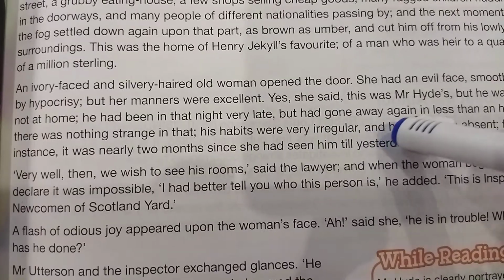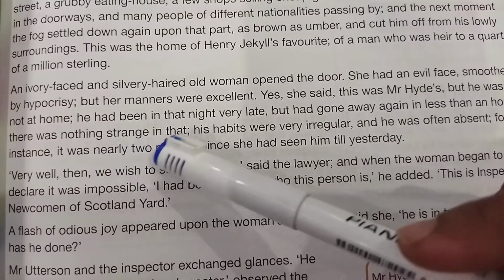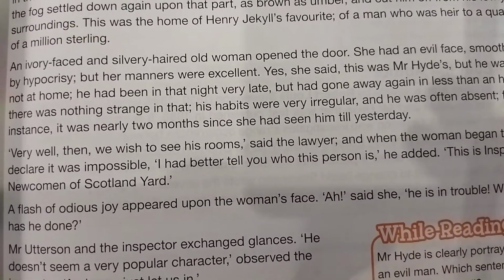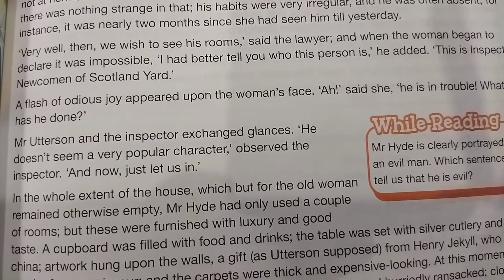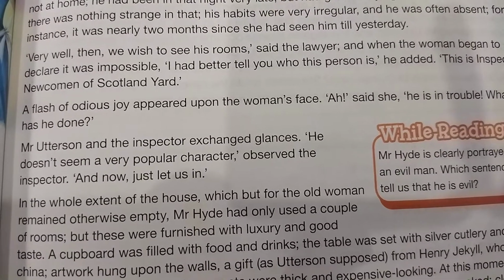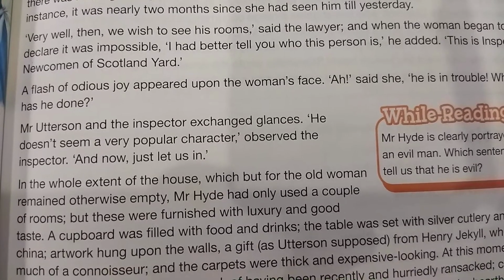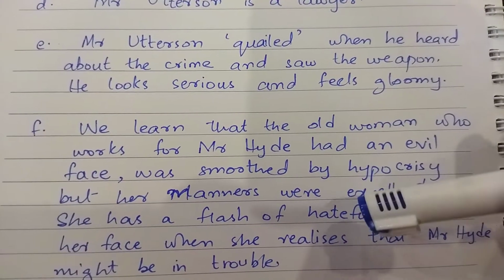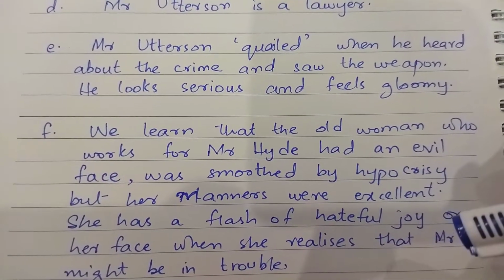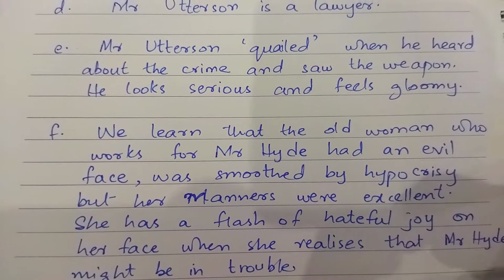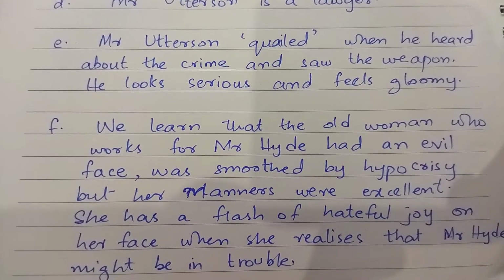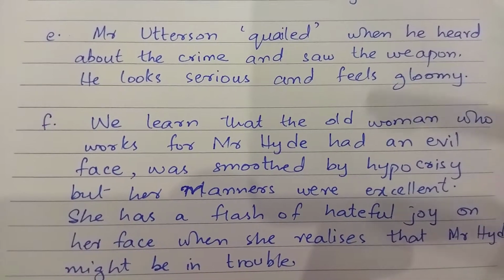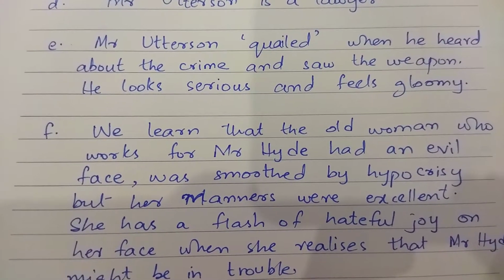Yes, she said this was Mr. Hyde's, but he was not at home. He had been in that night very late. So now she is telling about Mr. Hyde, and moreover, a flash of odious joy appeared upon the woman's face. So this was about her character, how she was. So we are going to write the answer: we learned that the old woman who works for Mr. Hyde had an evil face, was smooth by hypocrisy, but her manners were excellent. She has a flash of hateful joy on her face when she realizes that Mr. Hyde might be in trouble. So it was the description provided to us by the author.